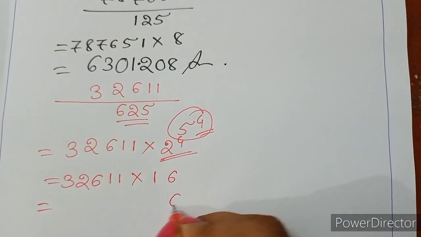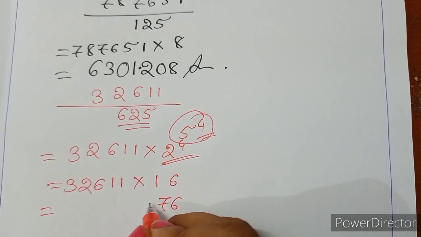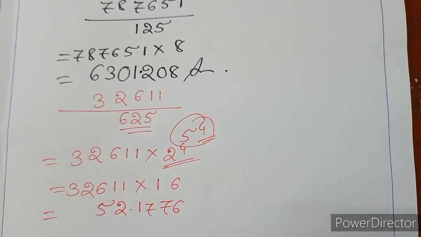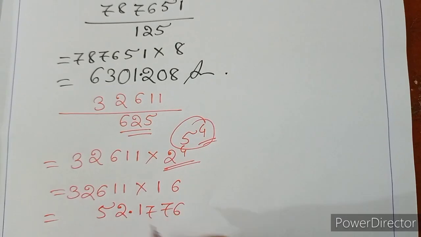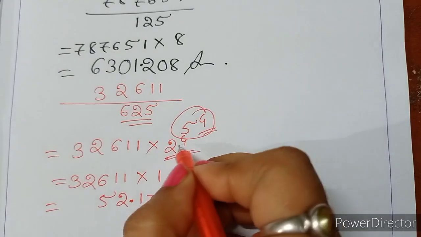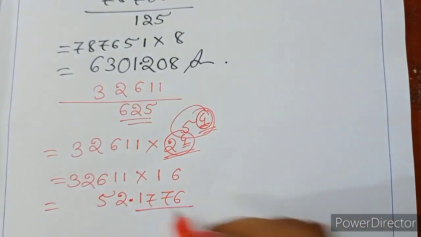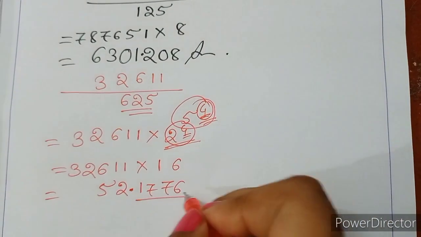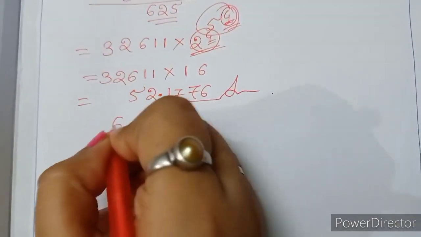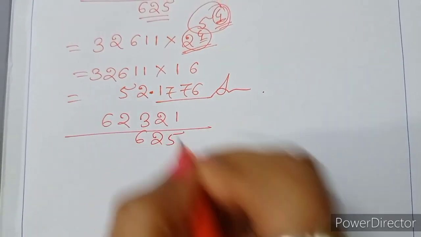So it means 6 16, 1 16, 7 7 1 2. Here we add the point before 4 numbers because here we multiply 2 to the power 4 and here the division 5 to the power 4, so 4. So we add the point before 4 numbers. So 52.1776 is the answer. Next 6 2 3 1, divide it by 625.